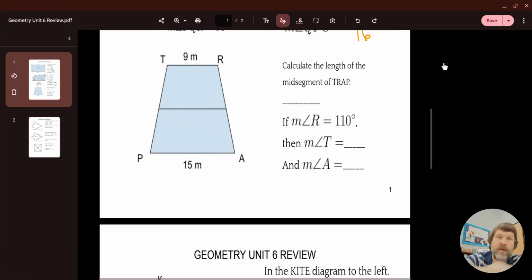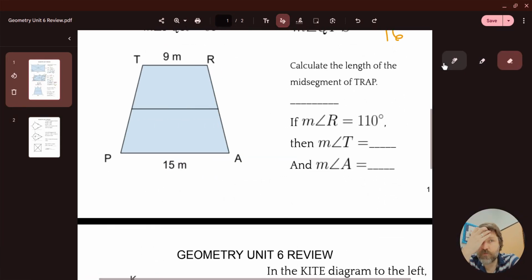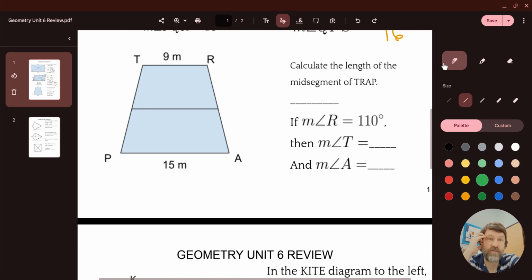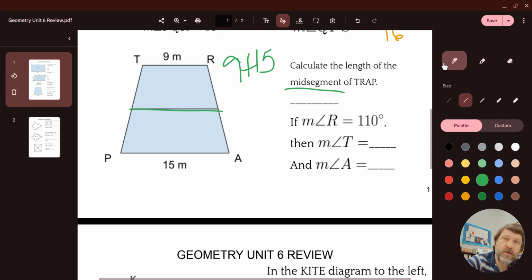Looking at the trapezoid now. The first thing you have to do is calculate the mid-segment. The mid-segment is this line right here, and it's going to be the two bases added up and divided by 2. So it's going to be 9 plus 15 divided by 2. And if you do that, you get 12 meters. And so that's the measure of the mid-segment. That's the first thing you need to be able to do.